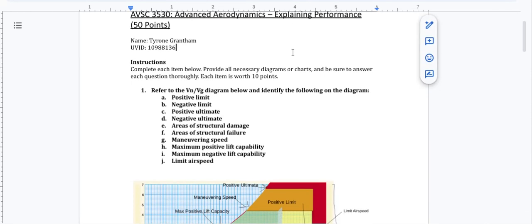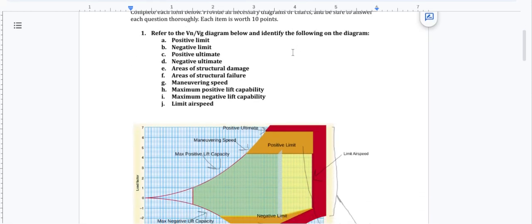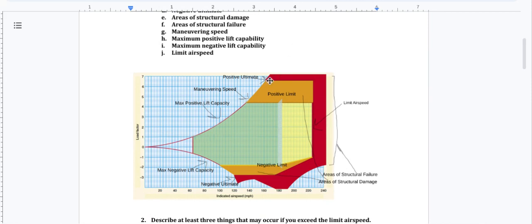Performance today. Here's the VG diagram where we labeled these items. You've got the positive ultimate here. You've got your positive limit here in this orange area. Maneuvering speed pointing here. Max positive lift capacity here on this red line.